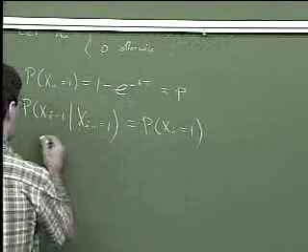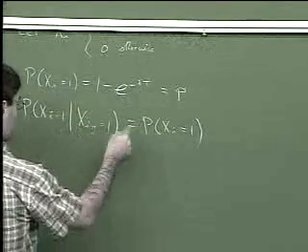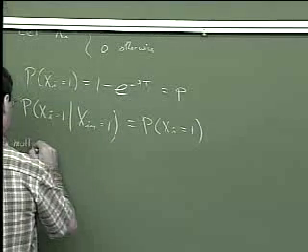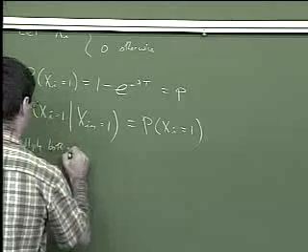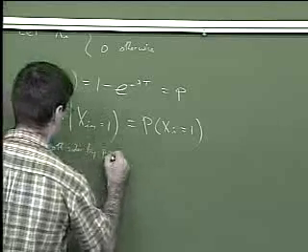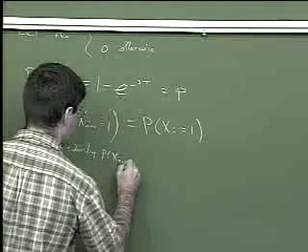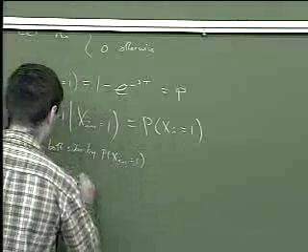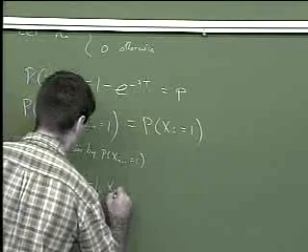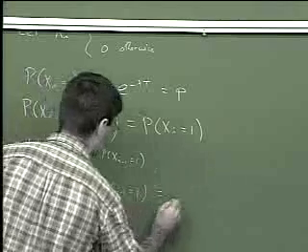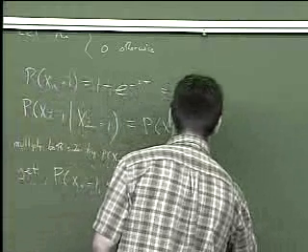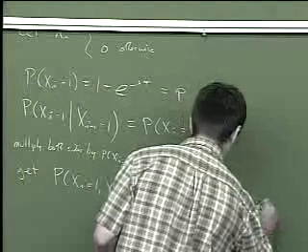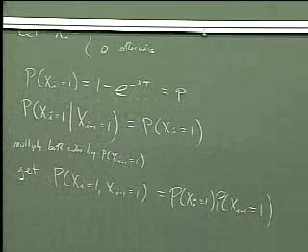If I multiply both sides by probability X_{i-1} equals 1, you get probability that X_i equals 1 and X_{i-1} equals 1 equals probability X_i equals 1 times the probability X_{i-1} equals 1. They're independent.